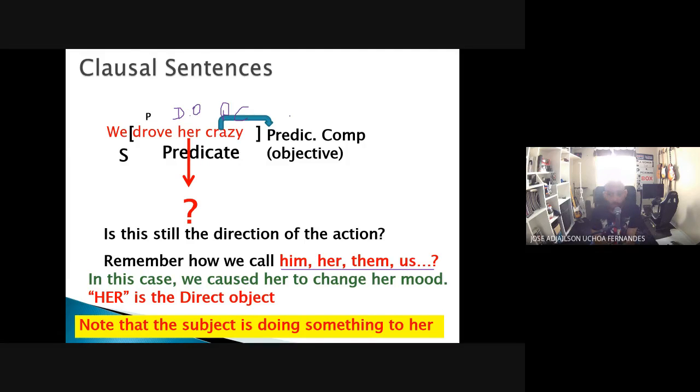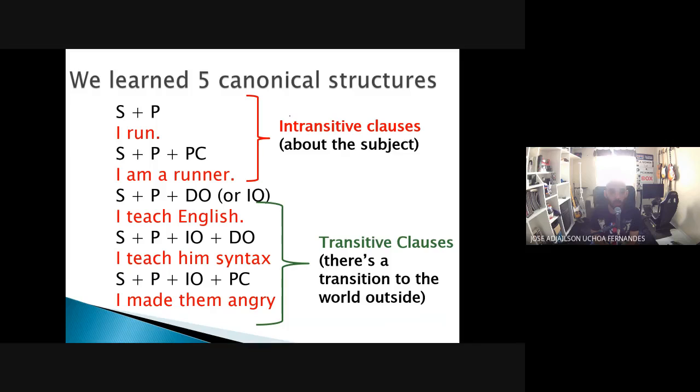Now, when you come across more complex sentences, the strategy is to turn them into simpler ones. I mean, when you come across non-canonical clauses, turn them into canonical ones and analyze them separately. So we just learned in this class today 5 canonical structures of English clauses, from the most basic one, which is subject and predicate, as in I run.